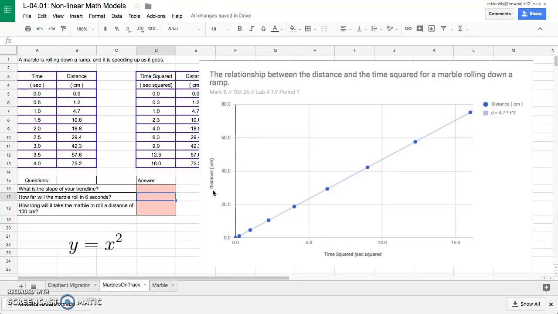Okay? So that's how you find a mathematical model when the data does not make a straight line. It's called a nonlinear model.